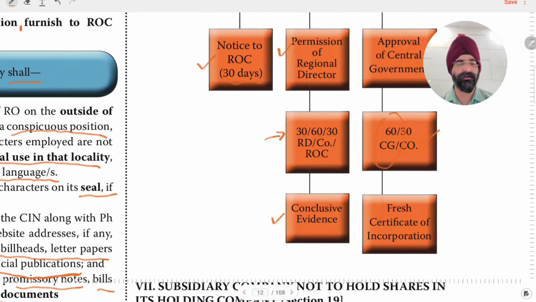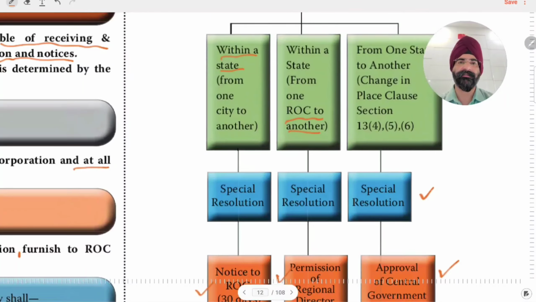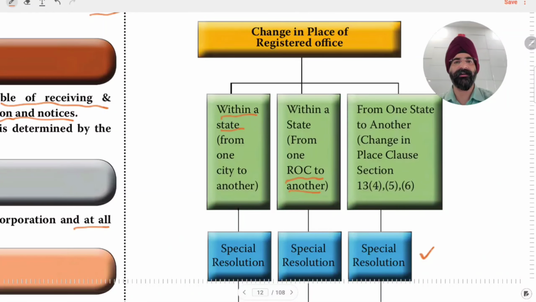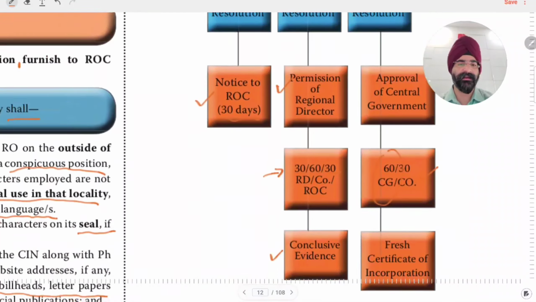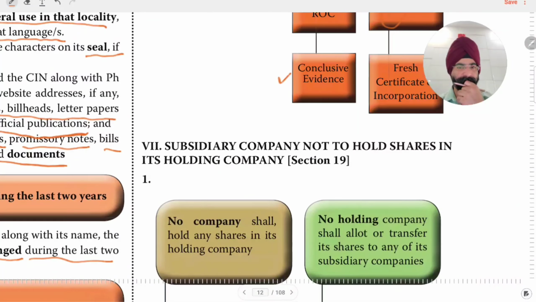Fresh certificate of incorporation. So here a fresh certificate of incorporation will be issued on change of registered office.